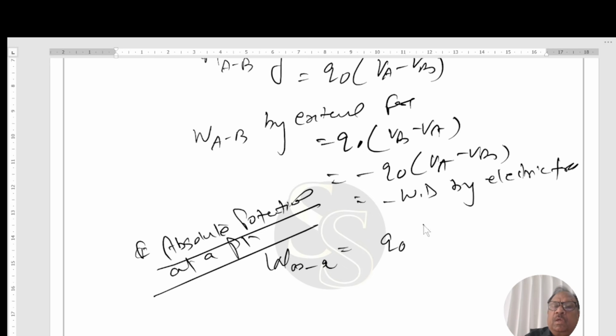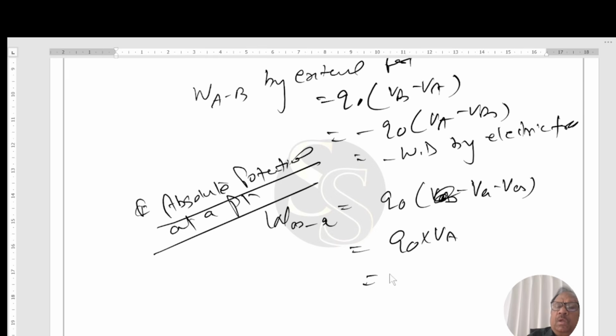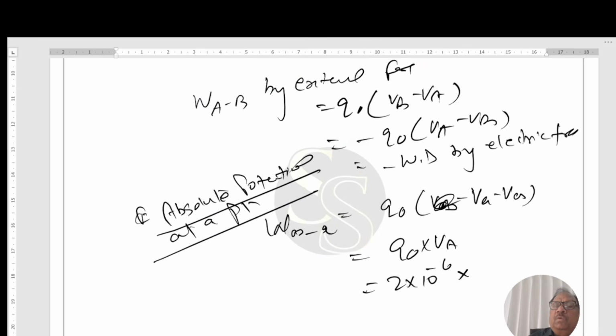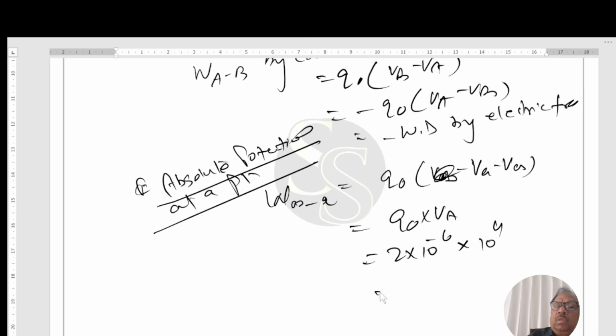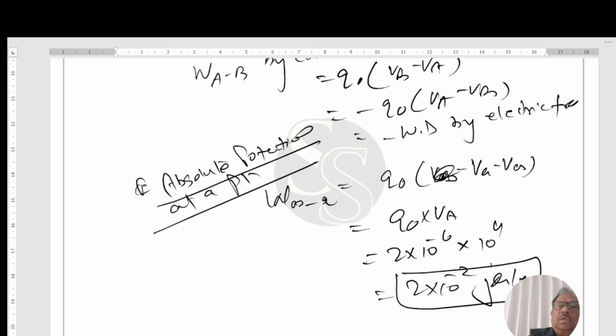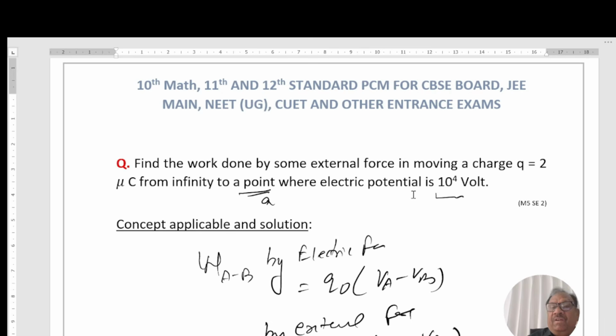Q naught into VA minus V infinity. V infinity is 0. So Q naught into VA. Q naught is 2 microcoulomb, so 2 into 10 to the power minus 6 into potential 10 to the power 4. That is 2 into 10 to the power minus 2 joule. This is the answer. Requirement was external force.